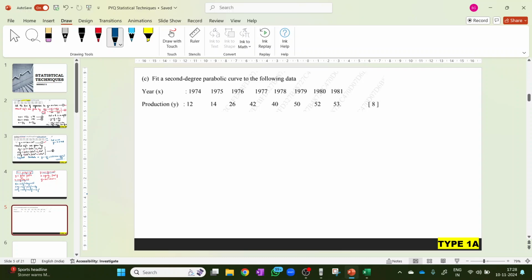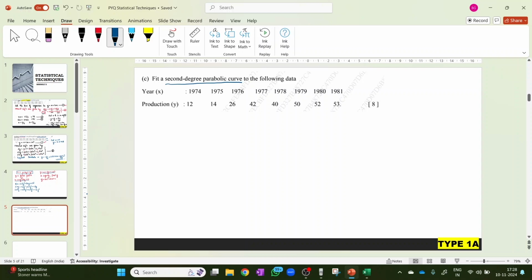Now, why is this tricky? Again, the question is to fit a second degree parabolic curve. No mention of whether to take x equal to or y equal to, nothing is mentioned. Why is it tricky? Because of the numbers, like 1974, 1975, and so on. If you look at that, and if you keep taking the powers of it, it will become very, very big.